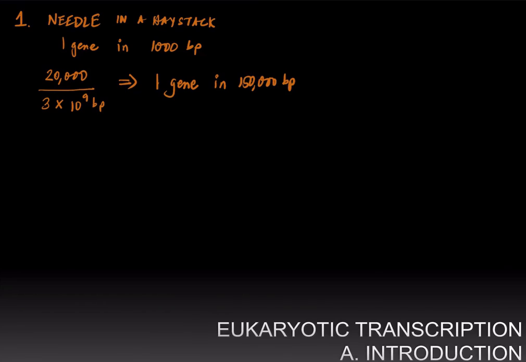And so genes are much more spread apart in eukaryotic genomes than they are in prokaryotic genomes, primarily because prokaryotic genomes tend to be very small and compact. Perhaps because of this, eukaryotic transcription is more complex. The initiation is more complex.